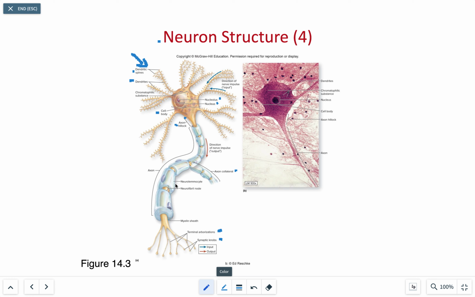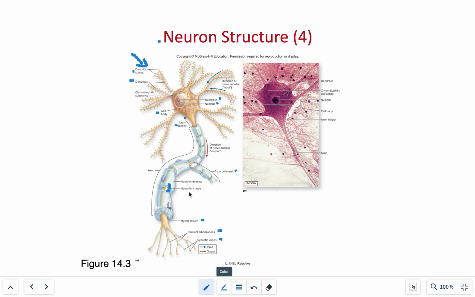The last part worth mentioning is going to be this myelin sheath. This myelin sheath helps support, protect, and insulate an axon. The gaps that we see are called neurofibril nodes. So this is an area of myelination. This is an area of myelination. And in between here we see these neurofibril nodes. They're also called nodes of Ranvier.